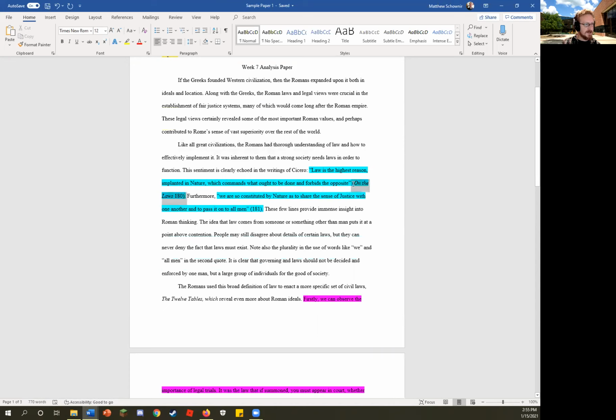And then he uses his parenthetical citation. When he's done using that source, he's got the document and/or the author. As long as I know which document you're talking about, however you mark it is fine. And then page 180. He uses the same source again, another quote. Furthermore, we are so constituted by nature to share the just. And here he's just using the page number because he's using the exact same source twice in a row.